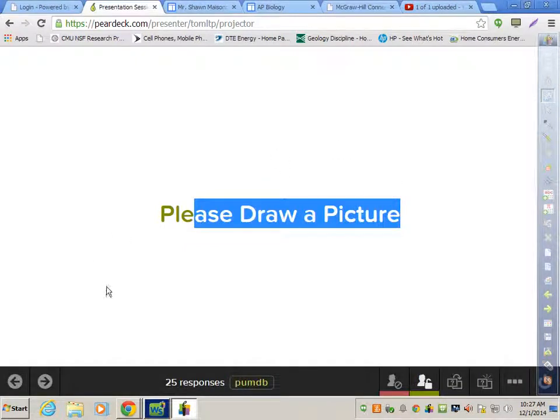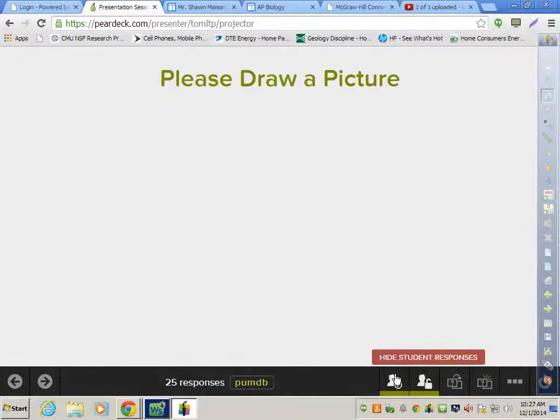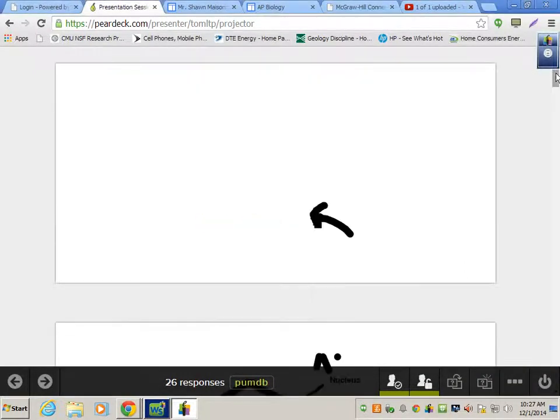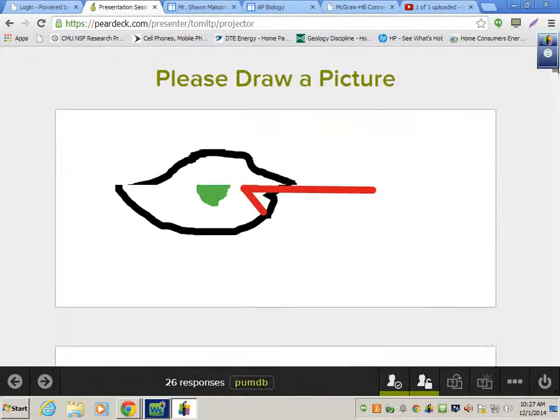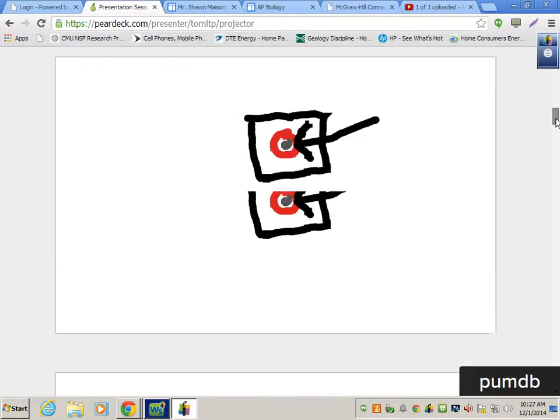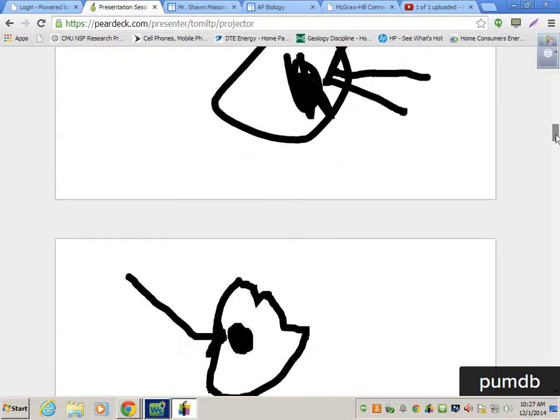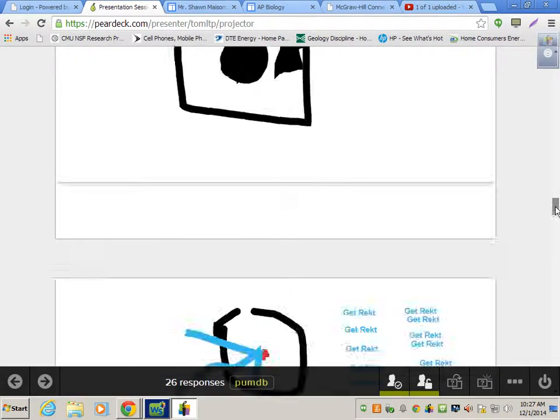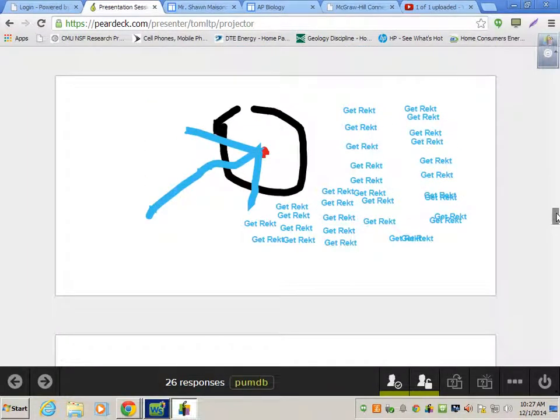Okay, so I asked you guys to draw the picture of one cell and identify the nucleus. Labeled a few times. Yeah, the area in the middle, right? The nucleus. Okay.